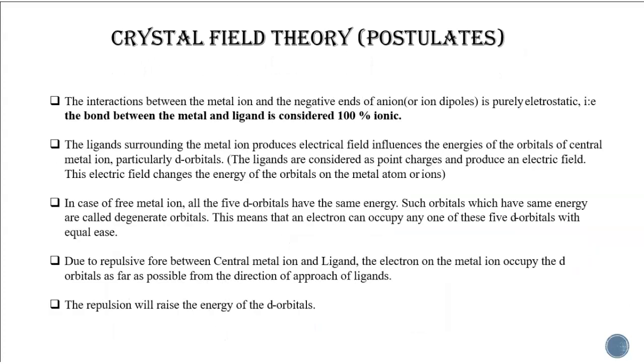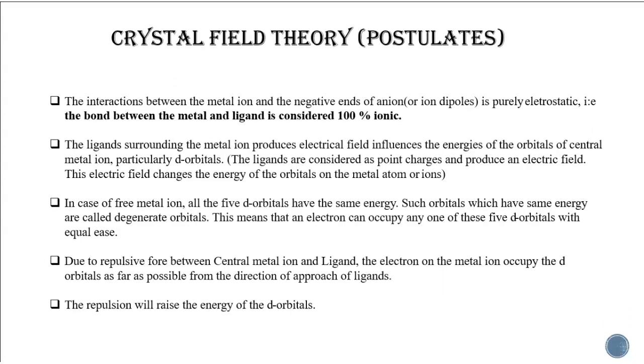So let's just switch to the postulates portion of your CFT. Let's just continue discussing the same. Okay. So the interaction between your metal ion and negative end of ligand is purely electrostatic. Yeah, see over here, electrostatic. So the bond is considered 100% ionic. That is the main assumption of your CFT. You need not forget that. It is very important to remember whenever you are going to compare your VBT with CFT. You should remember over there in VBT the interaction is covalent, and over here it is purely ionic.